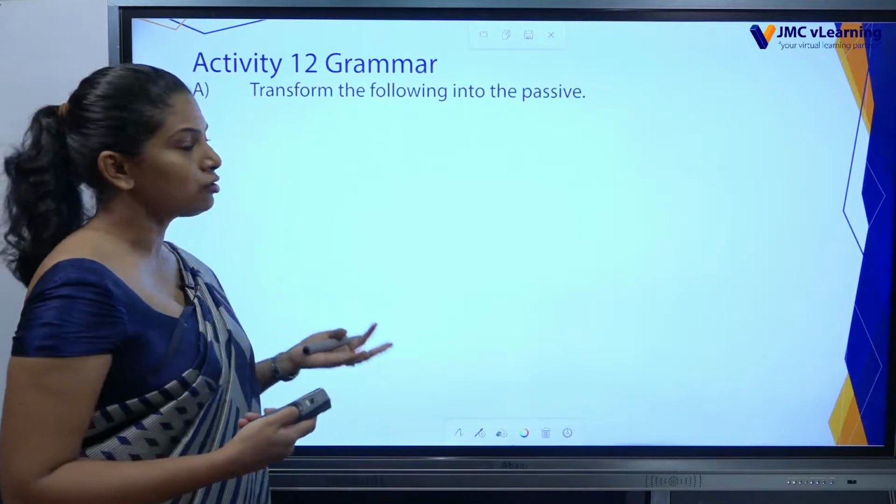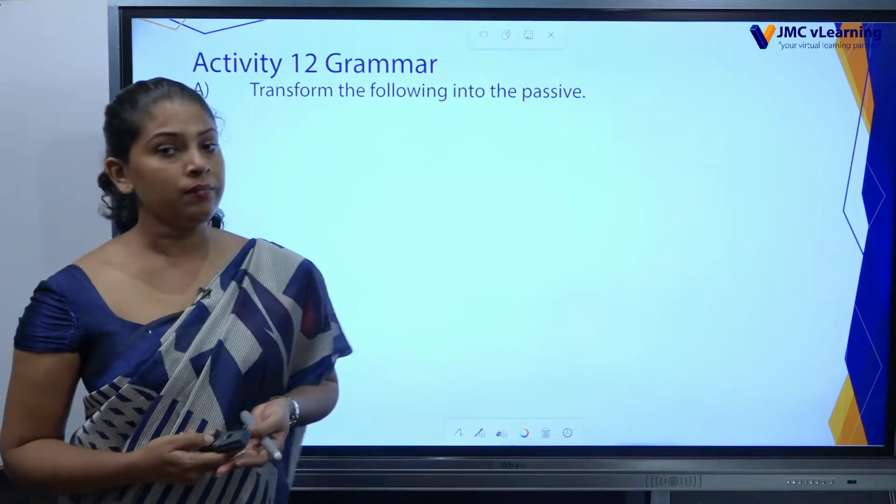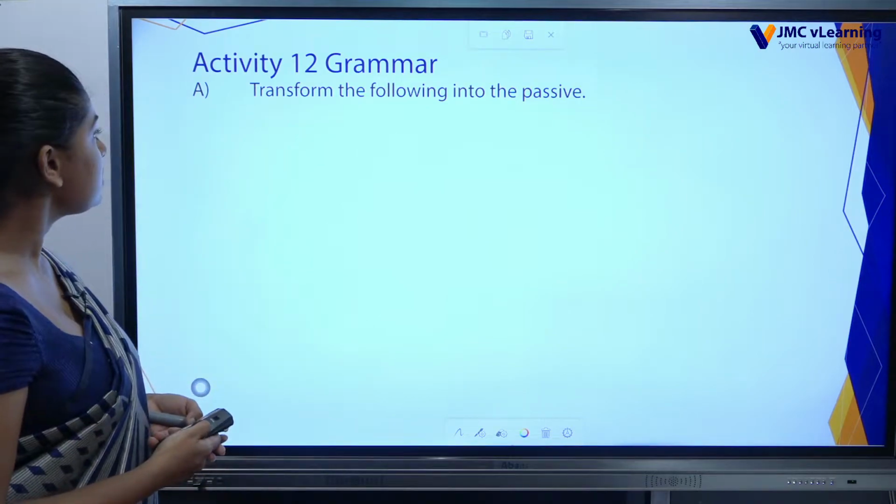You've got the basic idea or the knowledge about active into passive in past simple tense. Now let's go through some sentences in active, then let's try to turn them into passive and try to understand this, and let's learn through that. This is activity 12 in your lesson, that's a grammar part.